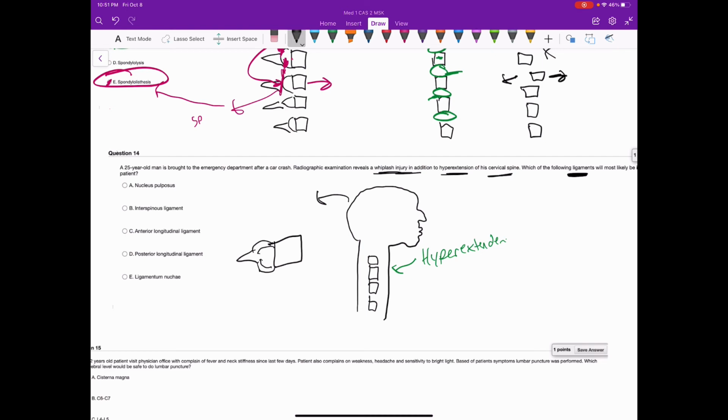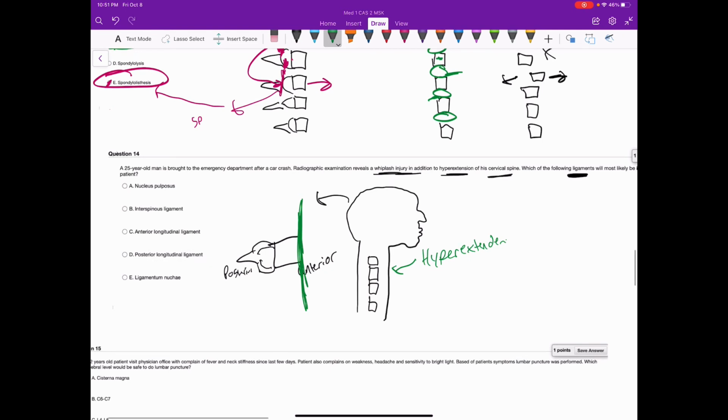So the first one. One second, let me get out this pen. So this is going to be the anterior side, and this is going to be the posterior side. The ligament running on the anterior side is called the anterior longitudinal ligament. The posterior longitudinal ligament is going to be running on the posterior side of the vertebrae. So you have anterior and posterior.